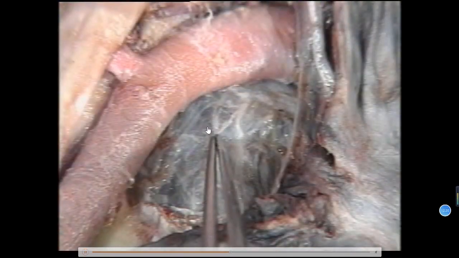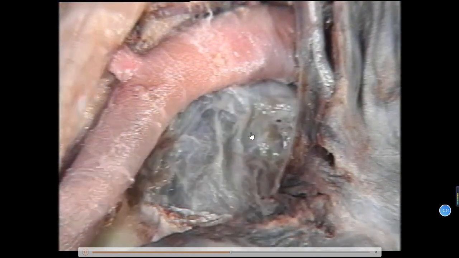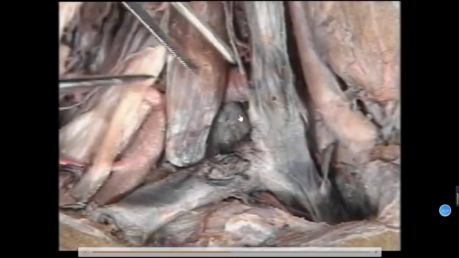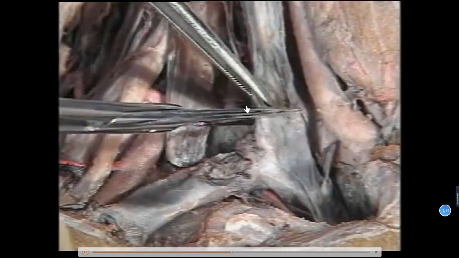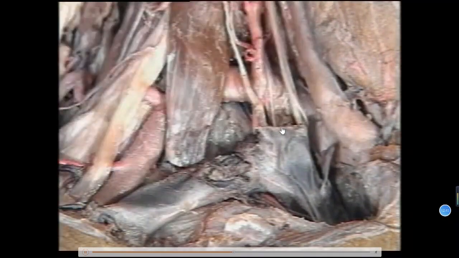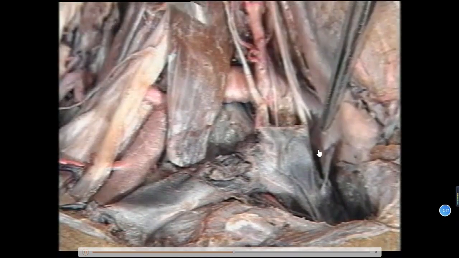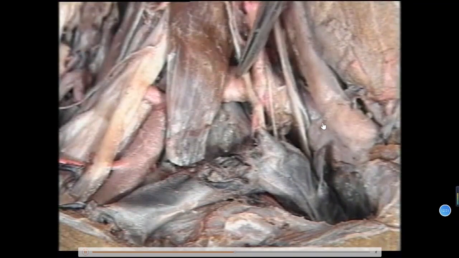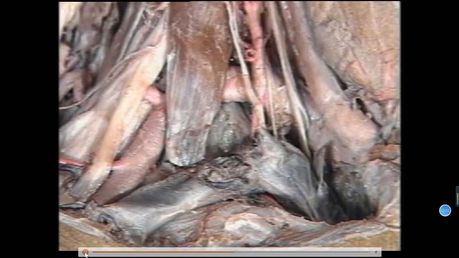Look at this one, the cupula of the pleura. It's very high, going to the root of the neck. Here is the internal jugular vein. Look at this subclavian artery.